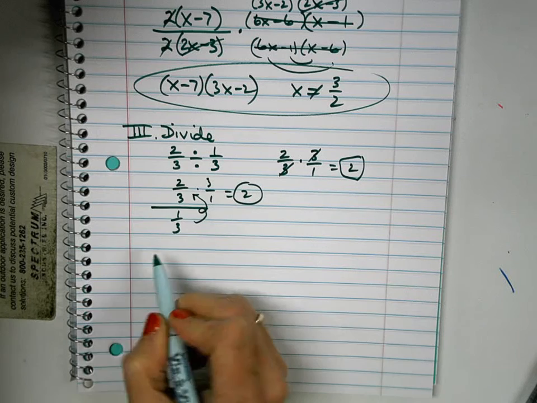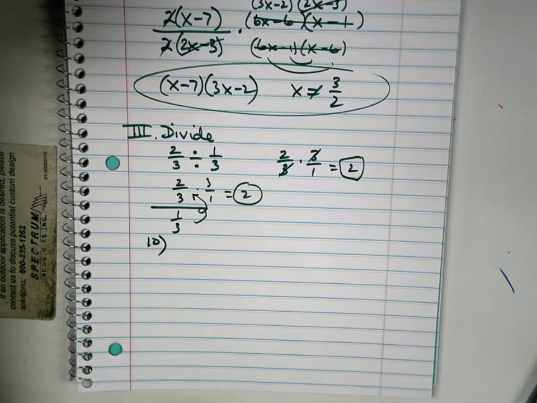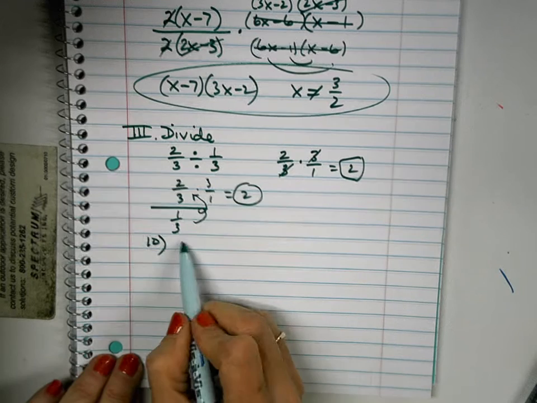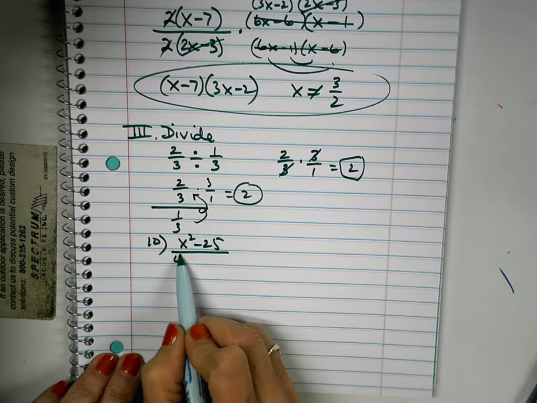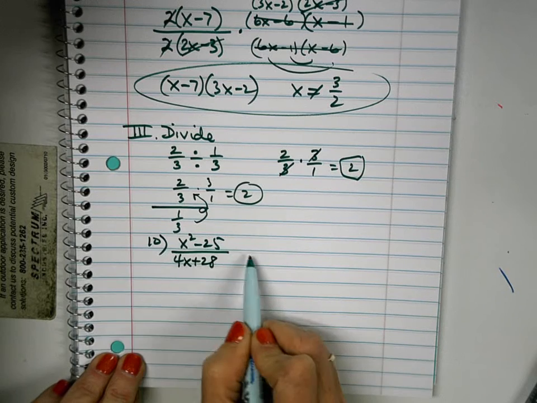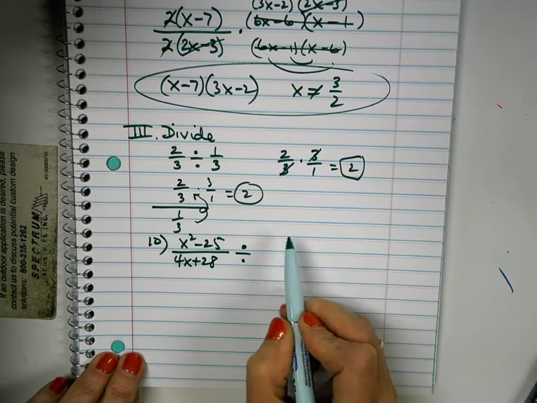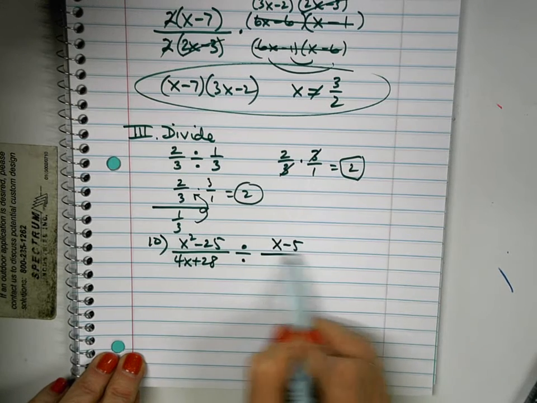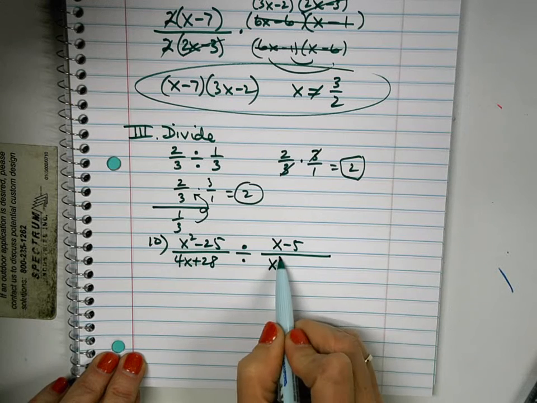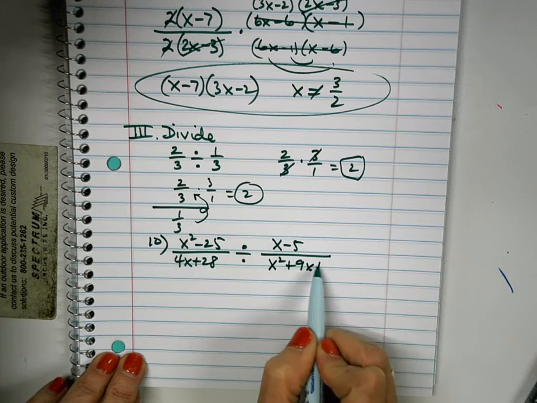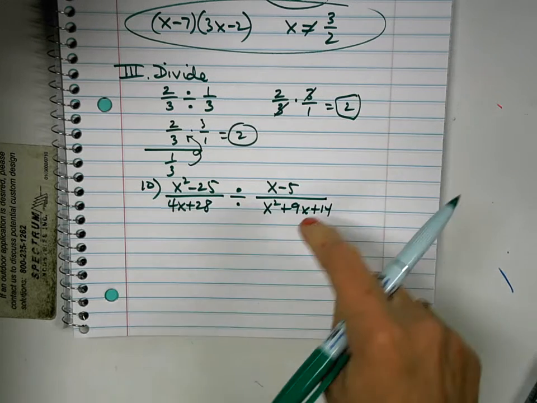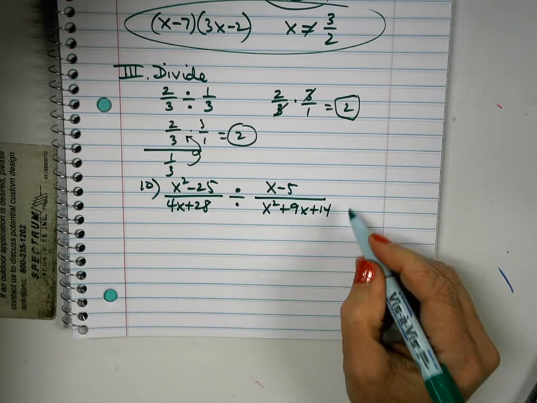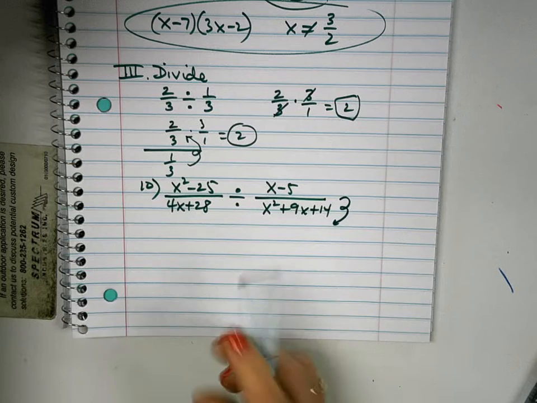Okay. So example number 10. Find the quotient, all right? And we won't worry about excluded values. x squared minus 25 over 4x plus 28 divided by x minus 5 over x squared plus 9x plus 14, okay? So the first part's going to stay the same. It's only the second one that we're going to flip over, right? So we're going to take this guy and flip him over. Okay, can we go ahead and factor at the same time?